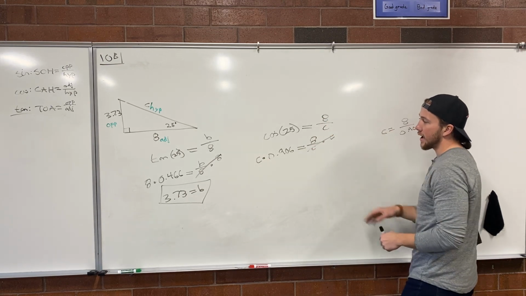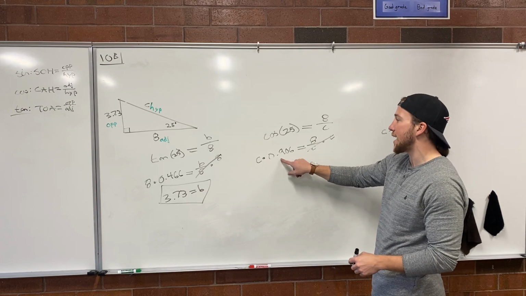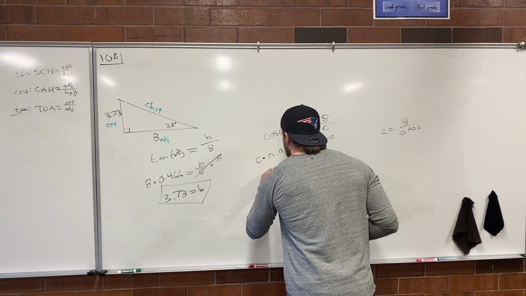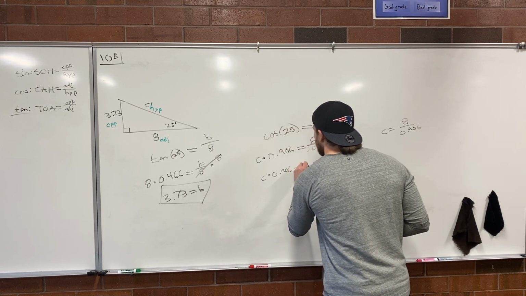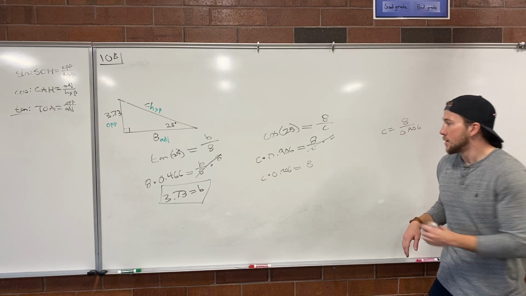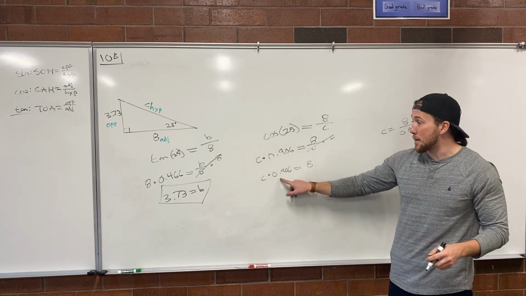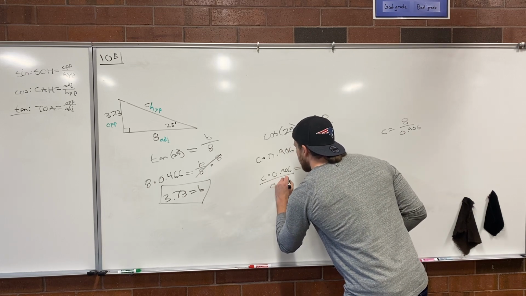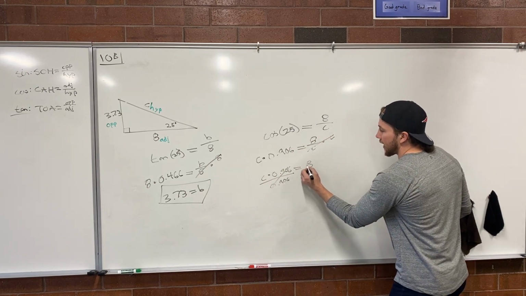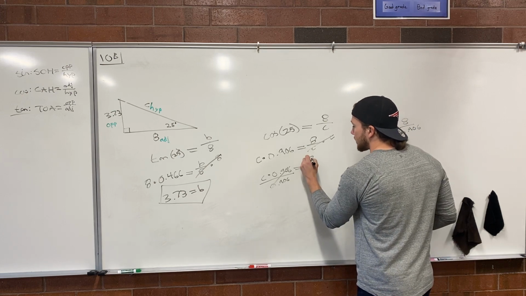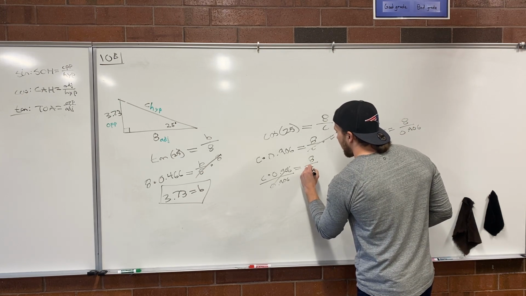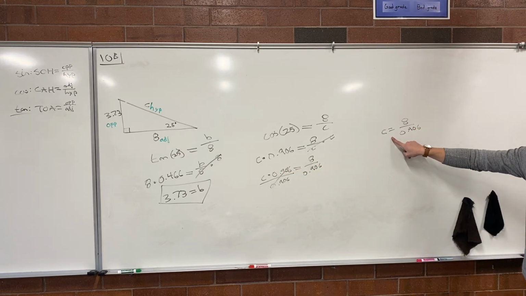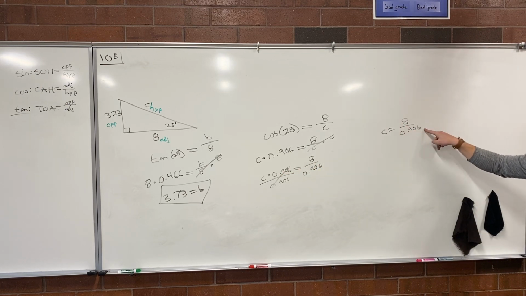C's cancel here, and now I'm left with c times 0.906 equals 8, okay? So now to get c by itself, I divide by 0.906. Divide by 0.906, it cancels out on the left, and on the right I have 8 divided by 0.906. So really what this all turned into is exactly what I told you guys it would: c equals 8 divided by 0.906.